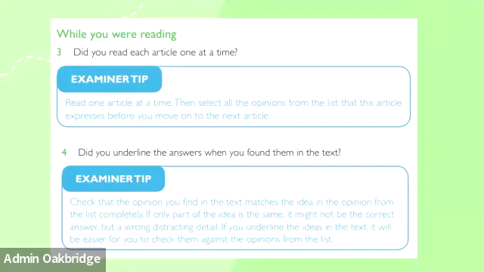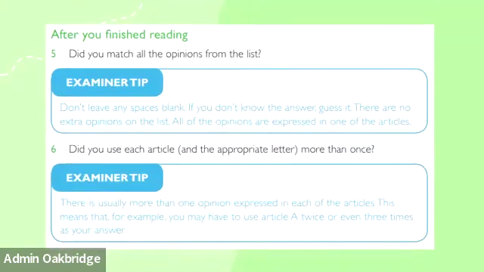All right, this is where you need to be careful. Avoid making careless mistakes. So this is why you are encouraged to underline the detail in the text so that it will be easier for you to check them against the opinions on the list. And then you have to match all the opinions from the list. Once you have matched all your opinions, you are advised not to leave any spaces blank. This is very simple, 10 marks, okay? It should be able for you to score.